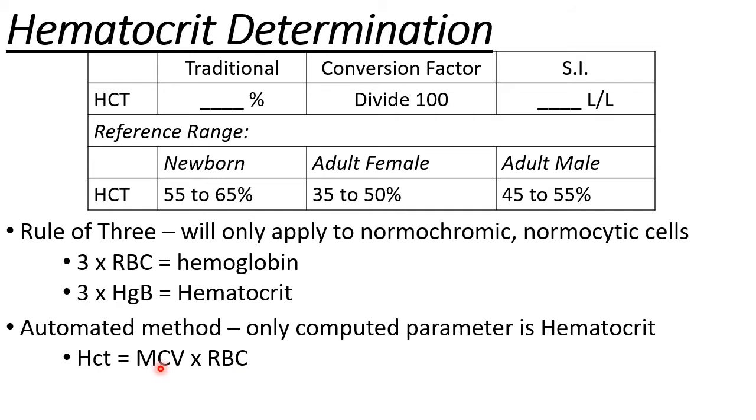Okay? Balikan natin si rule of 3. So, una, kuhain mo muna si RBC. Okay? Pagdating kay RBC, multiply mo ng 3, doon mo makuha ang hemoglobin level. After that, multiply ka ulit ng 3 sa hemoglobin, doon mo na makukuha si hematocrit. Okay? Take note lang natin sa automated method ha, iba na ang formula. MCV multiply by RBC counts.